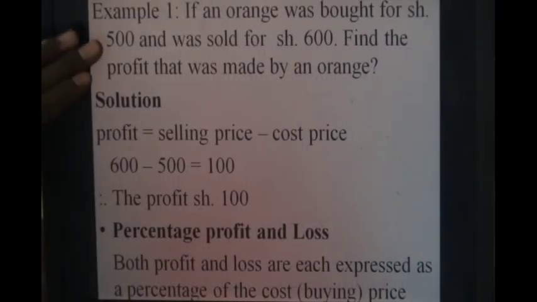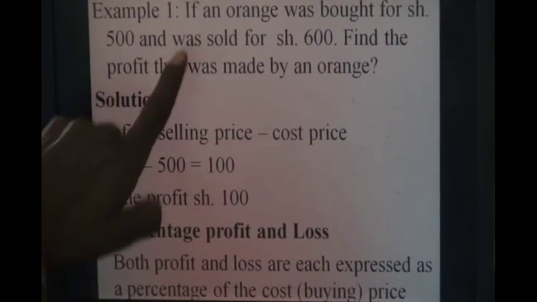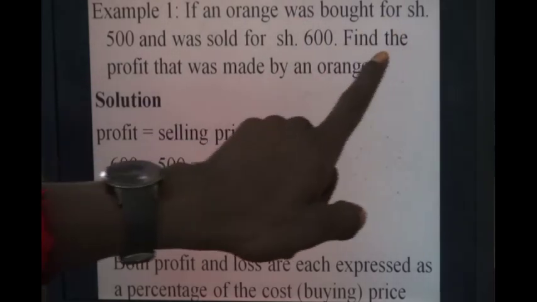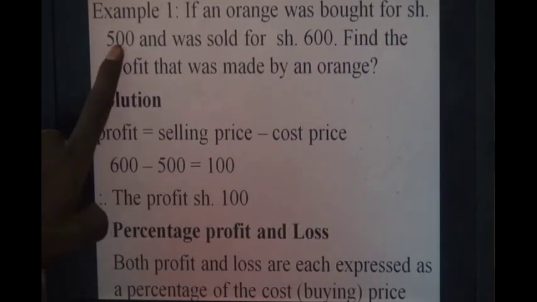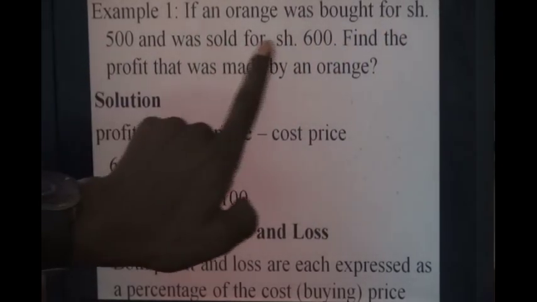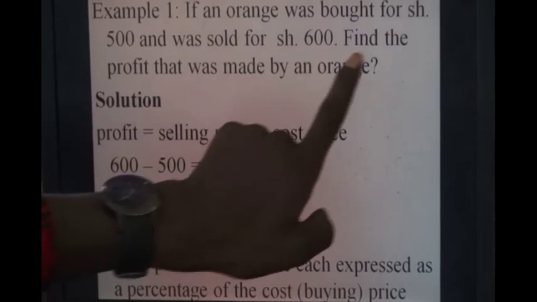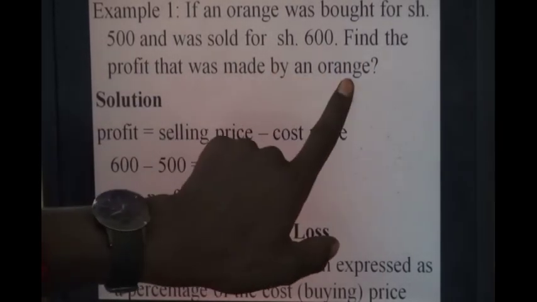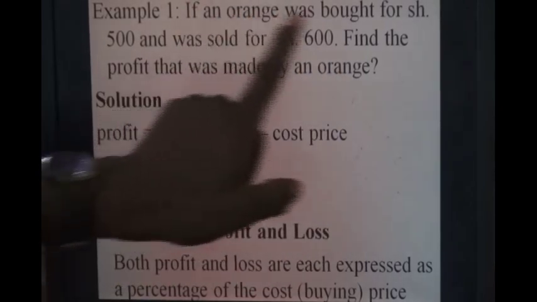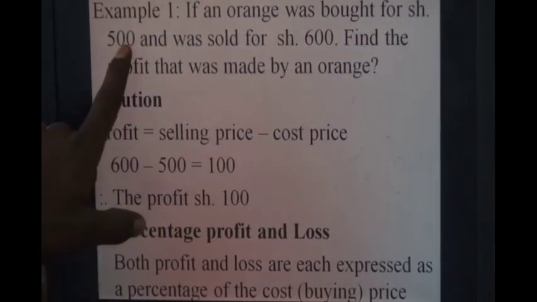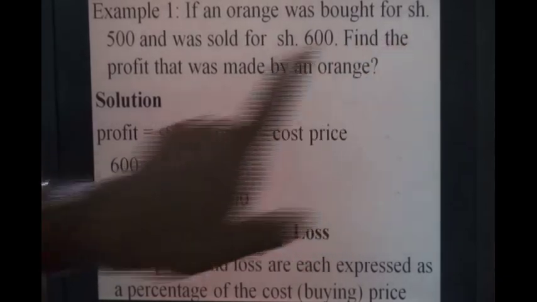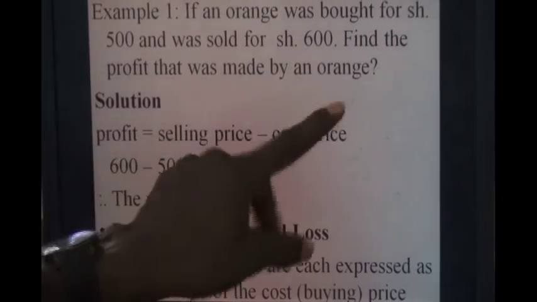Example number 1. If an orange was bought for 500 shillings and was sold for 600 shillings, find the profit that was made on the orange.